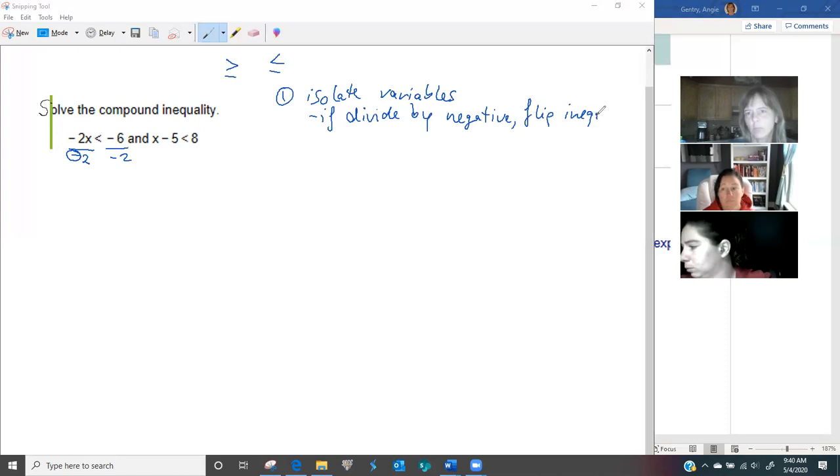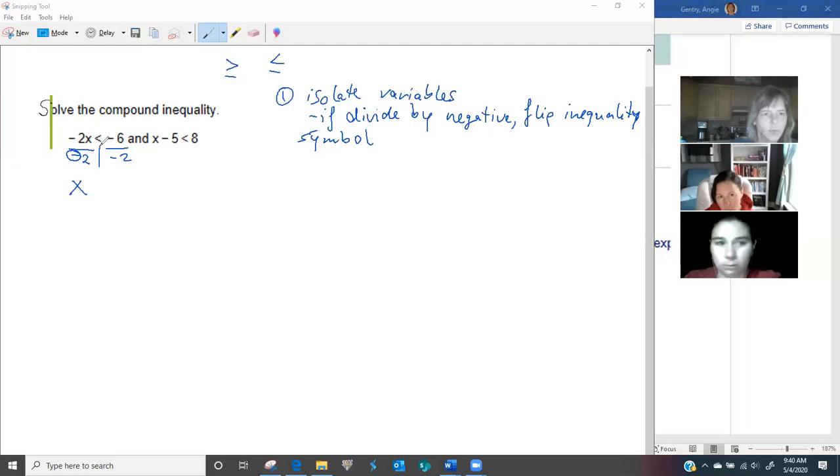This could happen. I'm not saying this will happen on the test, but this could happen. This isn't the part that students struggle with as much. I mean, those are little mistakes, but so what do you get then? You get an x on the left because -2 divided by -2 is 1, so you have 1x, and then you flip that symbol from less than to greater than. Negative divided by negative is positive, and that happens to be a 3. Yes? Okay.